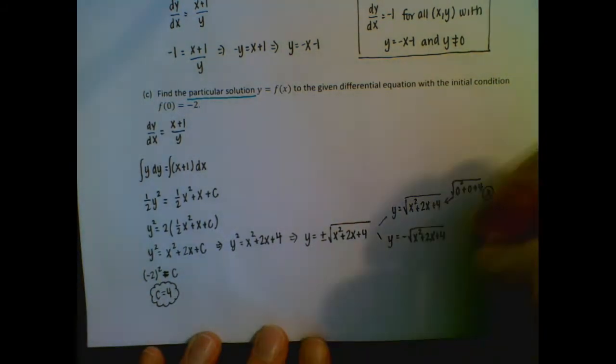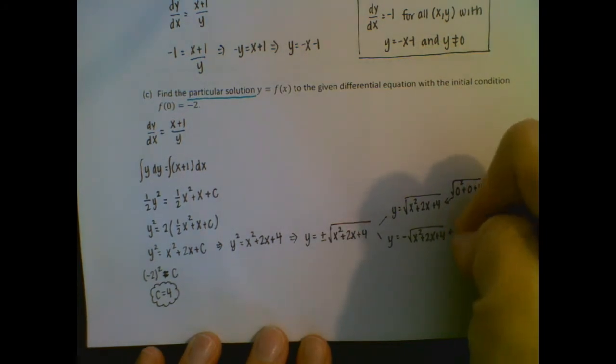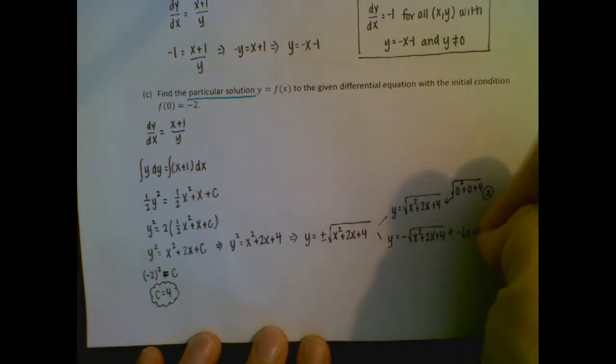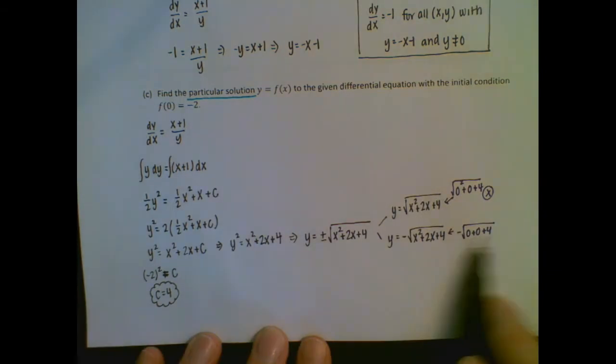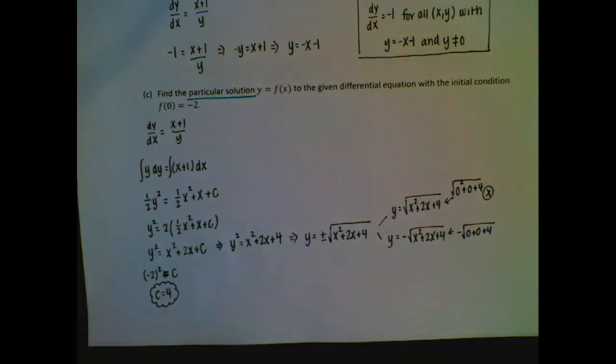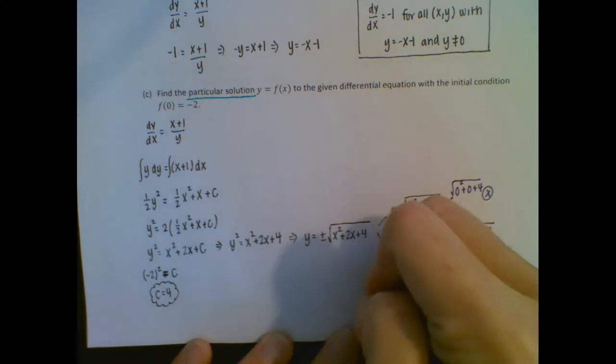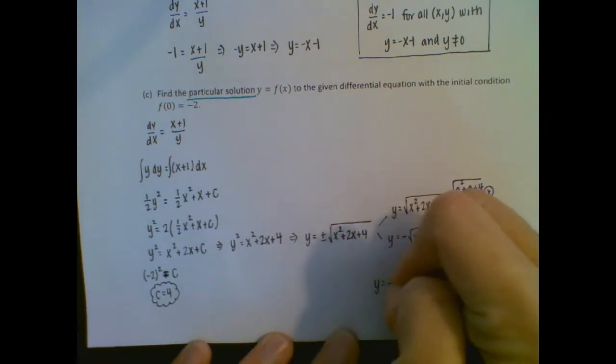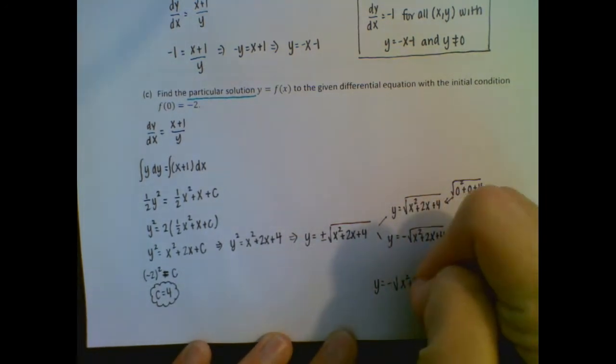Over here, if I substitute in a 0, that's going to give me the negative root of 0 plus 0 plus 4. That's going to give me the square root of 4 underneath, but the negative is going to give me that -2 that I initially wanted for my initial condition. So my particular solution here is actually going to be y is equal to negative square root of x squared plus 2x plus 4.